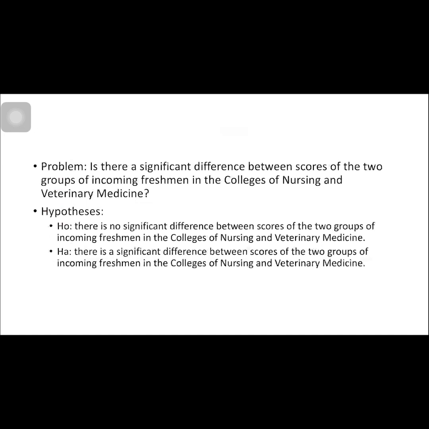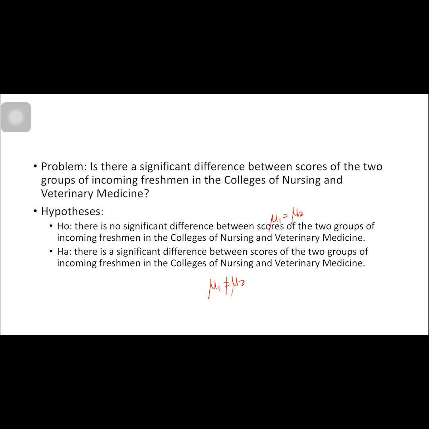For our hypothesis, our null: there is no significant difference between the scores of two groups of incoming freshmen in the colleges of nursing and veterinary medicine, or we can express this as mu1 is equal to mu2. And for the alternate: there is a significant difference between the scores of the two groups of incoming freshmen in the colleges of nursing and veterinary medicine, or we can express this as mu1 is not equal to mu2.